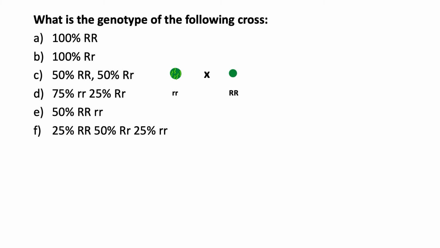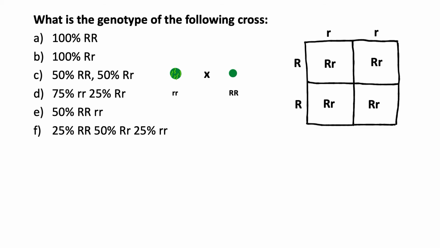All right, so the way we should solve this is by drawing a Punnett square, with one side having the genotype lowercase r, and the other side with the uppercase R genotype. From here, we know that all possible genotypes are uppercase R, lowercase r, and therefore the correct answer is B, 100% uppercase R, lowercase r.